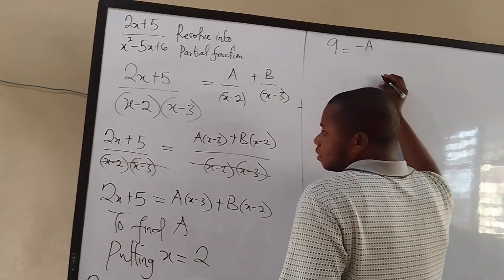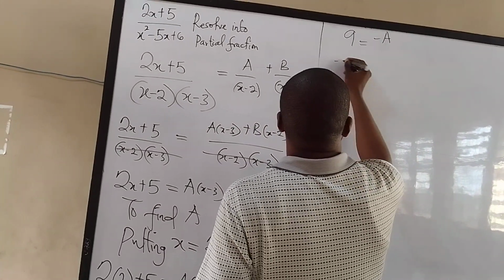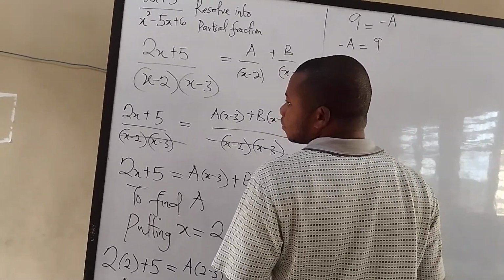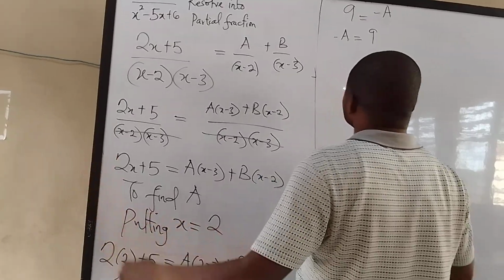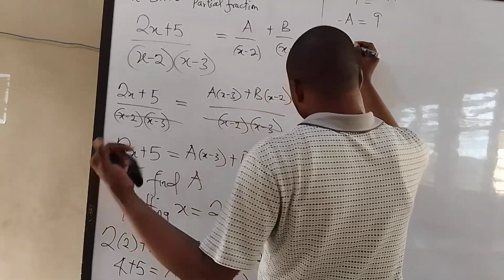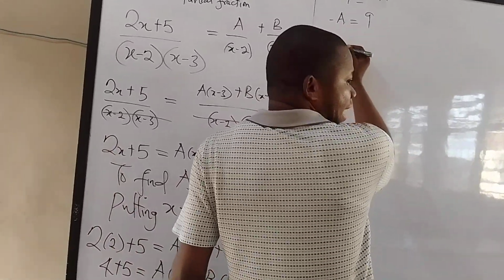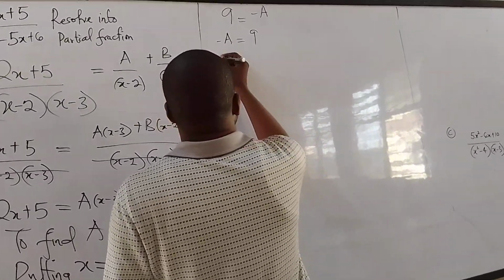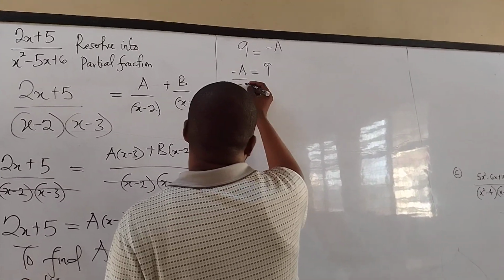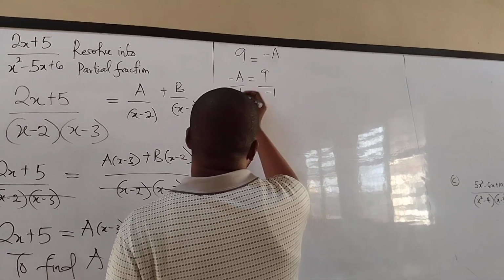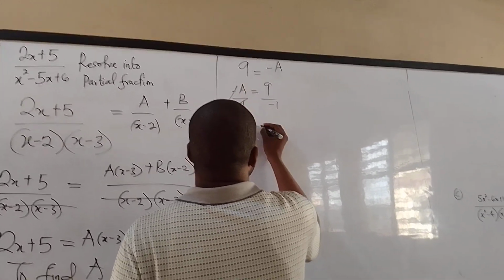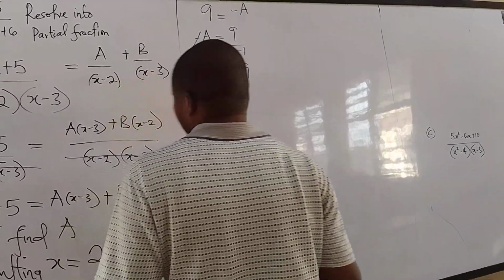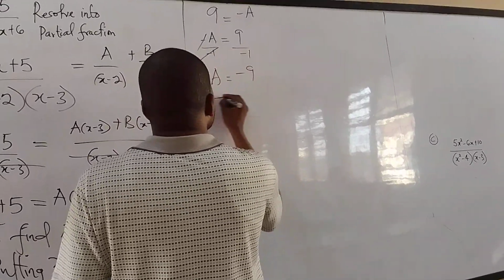I can interchange this by saying minus a is equal to 9, which means that we're having minus a giving us 9. We divide both sides by minus 1. Minus 1 cancels this. a is equal to 9 over minus 1, which is minus 9. So that is that.